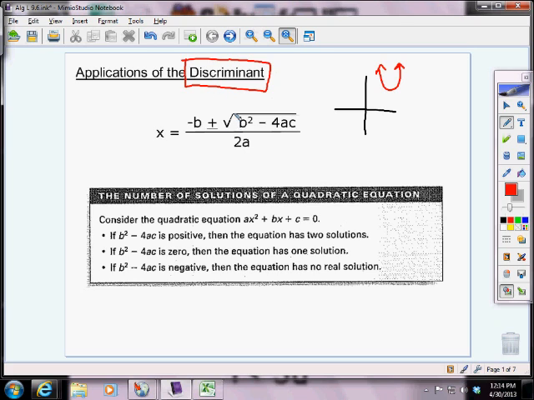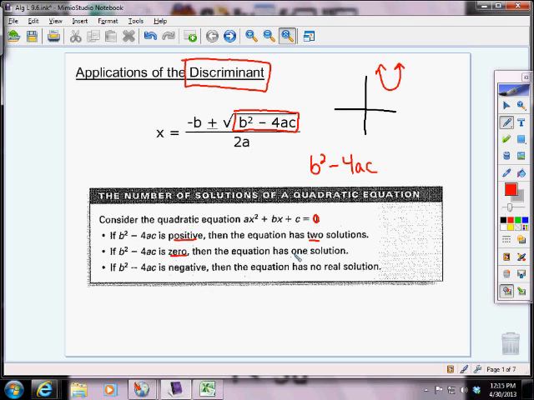And the discriminant is the part under our radical sign. So our discriminant is b squared minus 4ac. And here's why the discriminant is important. If we have a quadratic equation written in standard form, set equal to 0, if you figure out the discriminant, b squared minus 4ac, and it's positive, then you have two solutions.